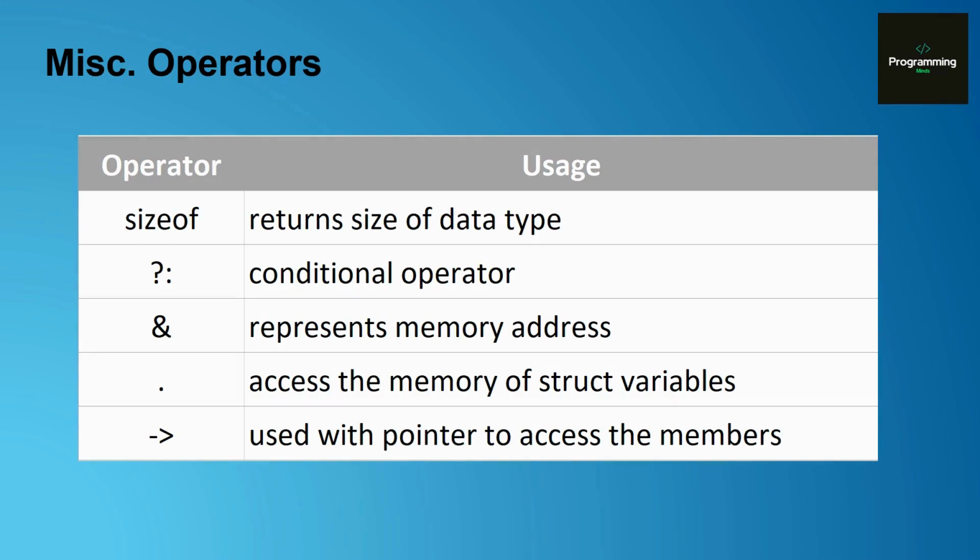So these are some miscellaneous operators which are present in C++. What is the sizeof operator? The sizeof operator will give you the size of the data type of that particular variable. The conditional operator returns a result depending on whether the condition is true or false. The ampersand represents the memory address of the variable which is passed. The dot operator is used to access the members of struct variables. And the arrow operator is used with a pointer to access the members of that particular structure.